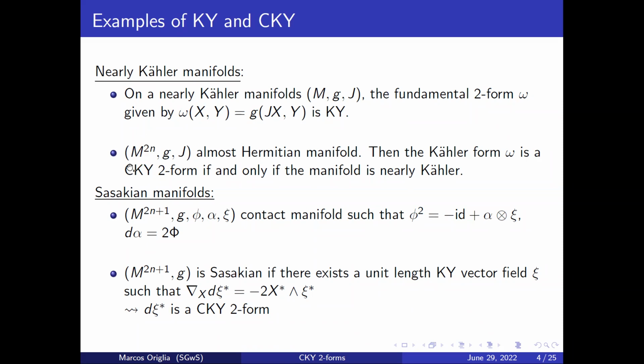In general, this is a fact: if (M, J, g) of dimension 2n is an almost Hermitian manifold, then the Kähler form is a conformal Killing two-form if and only if the manifold is nearly Kähler. So notice that here we have conformal Killing. At the end it will be just a Killing two-form, but this only happens in nearly Kähler manifolds.